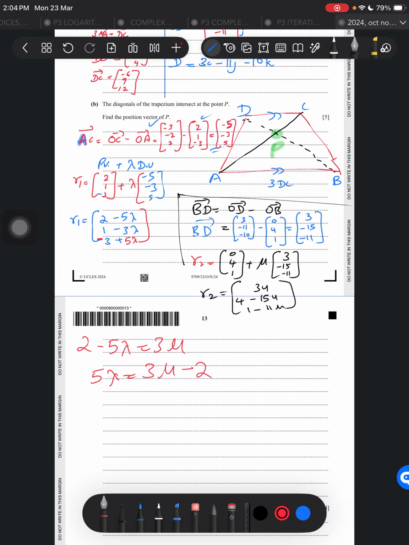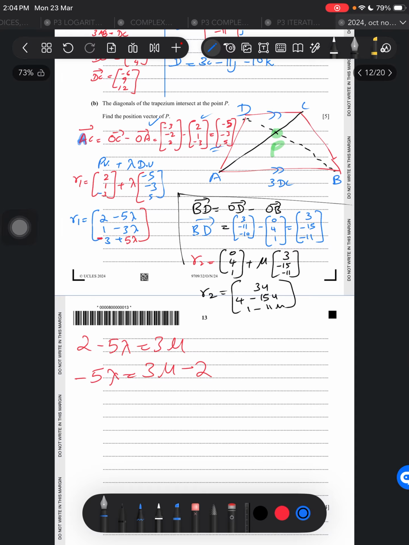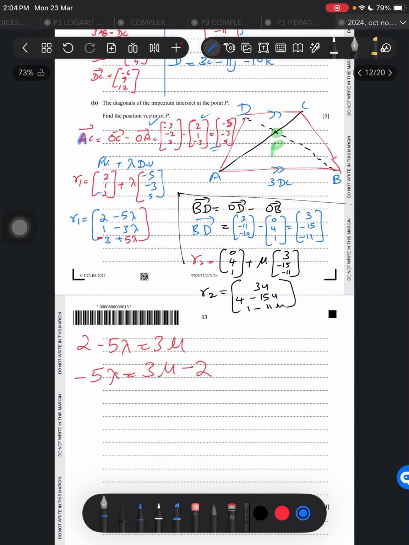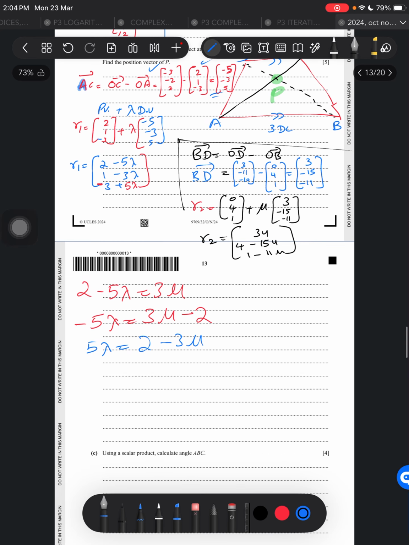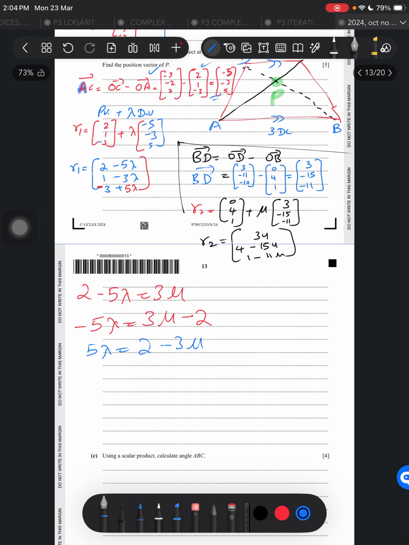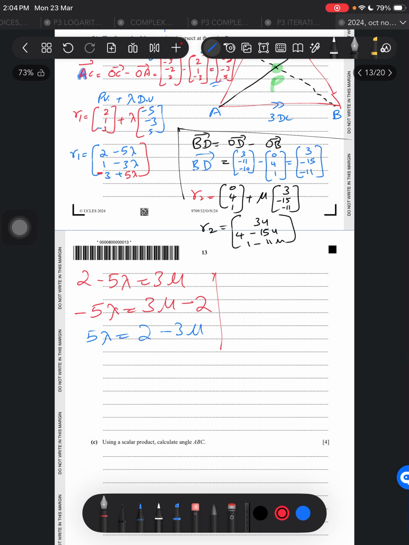No, this would be minus. So in order to make it plus, you have to multiply the whole sign, and this would turn out to be 2 minus 3 mu. Okay, the other equation that can be equated is 1 minus 3 lambda with the second row of the second equation, 4 minus 15 mu.